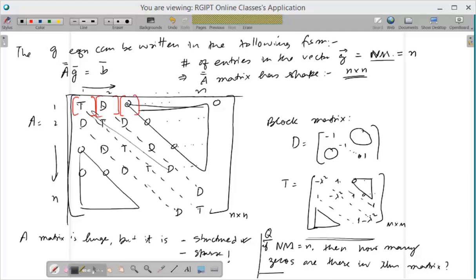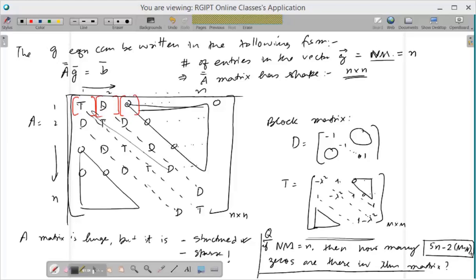Okay, that you can find out. Please find it out. I can give you an answer. You should find this out: 5n minus 2 times n plus n. Okay. That is the answer.